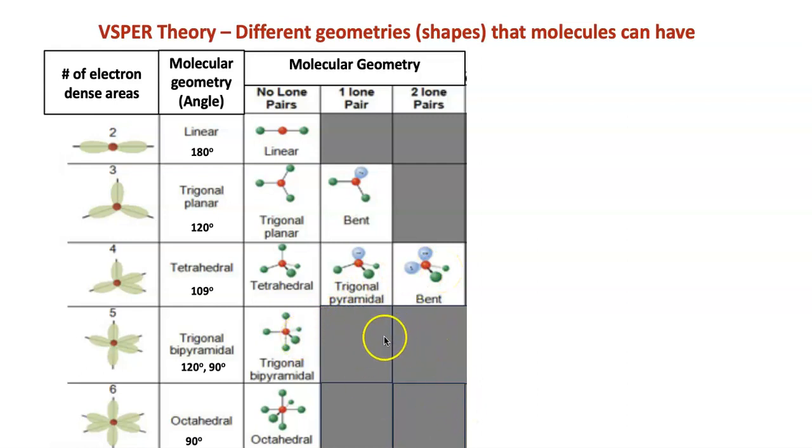There are other shapes in here. They're not in our syllabus, so I didn't show them to you. You only have to know the trigonal bipyramidal with the 120 and 90 degree angles with 5 regions of density, and the octahedral with 6 regions of density around the central atom.